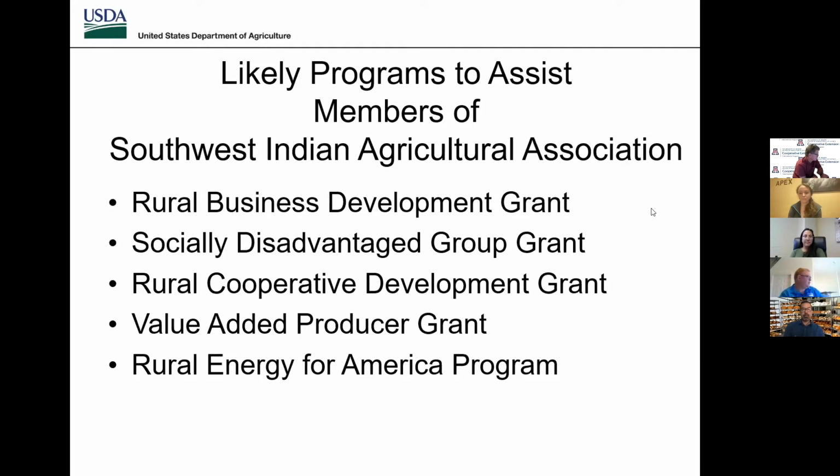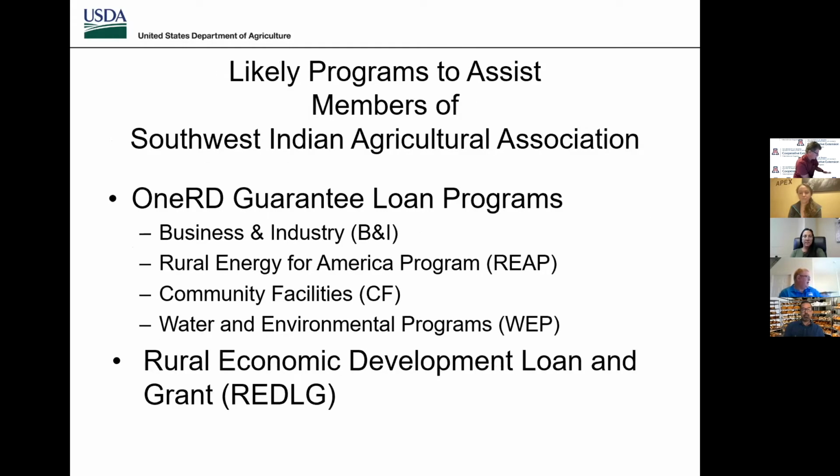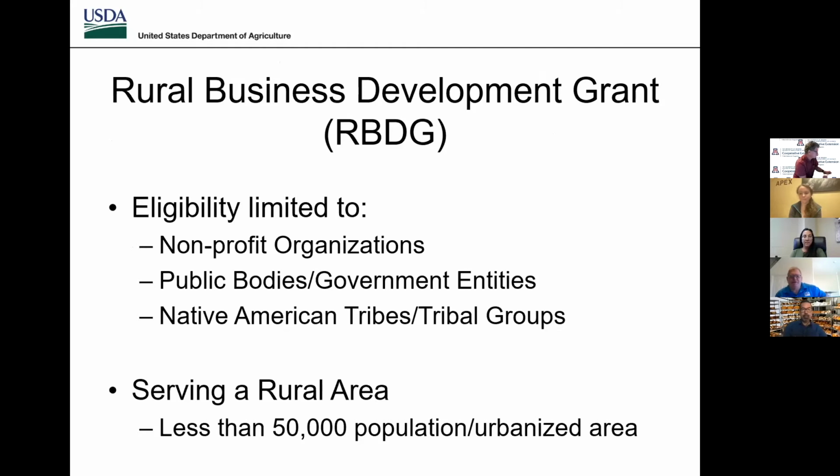So the first one I want to talk about is our Rural Business Development Grant. The eligibility is limited to nonprofit organizations, public bodies and government entities, and Native American tribes and tribal groups. We're working on one rural business development grant with Southwest Indian Agricultural Association right now. Another one is in to the national office pending some decisions on funding, and we certainly hope to get that.